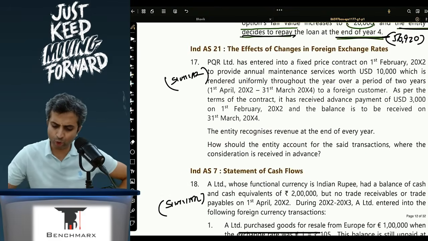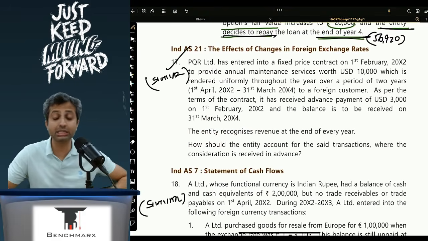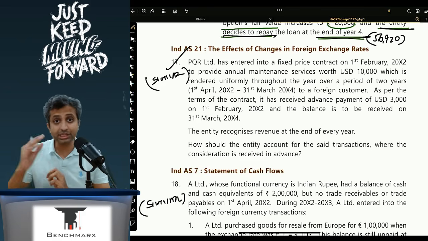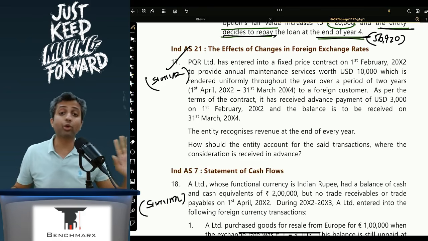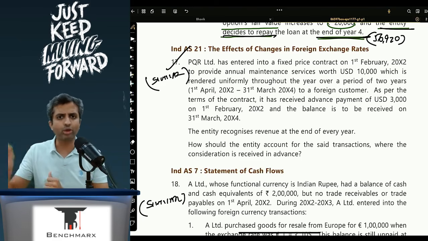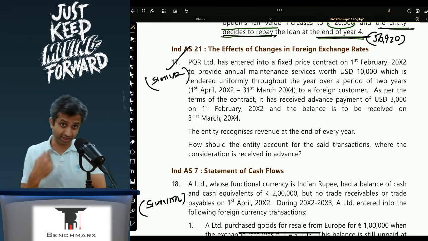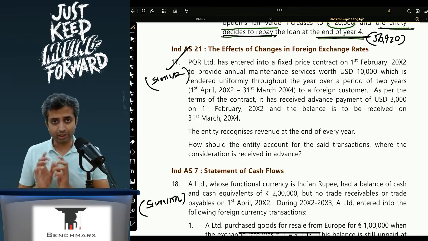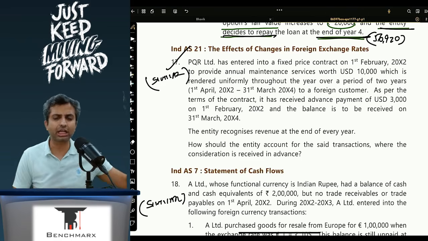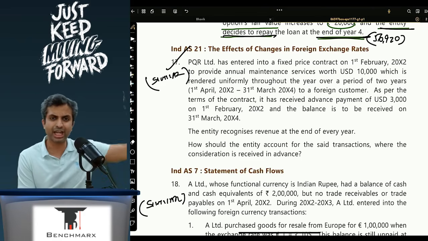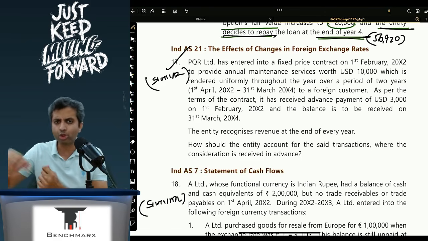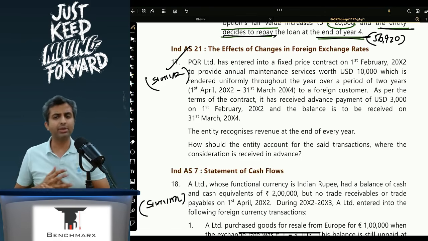Over here, if I go to question number 17, there is a case where you have received advance in foreign currency for revenue. The appendix on Ind AS 21 says that revenue should be recorded usually at the rate on the date of the transaction. However, if advance is received in foreign currency, it's a non-monetary item, and hence you will take the advance at the rate on the date when the advance is received, and then later recognize the remaining revenue at the rate on the date when the remaining revenue arises.